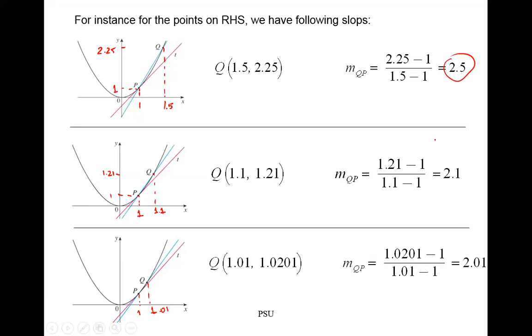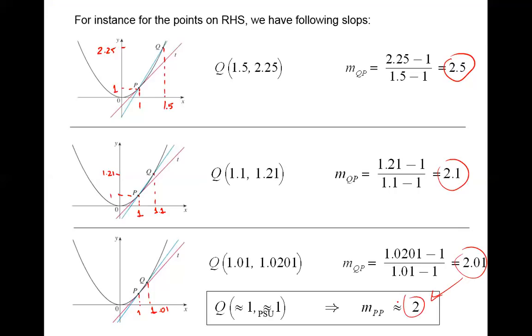What do you think? 2.5, 2.1, 2.01. How can we approximate? What will be the slope of the tangent line if I get even closer? Don't be afraid. Yes, right, roughly 2. And I actually made this approximation too. If the point Q is almost 1, but I can't put 1, because 1 minus 1 in the denominator will give me 0. I can't divide by 0. So almost 1 means the slope will be almost 2.